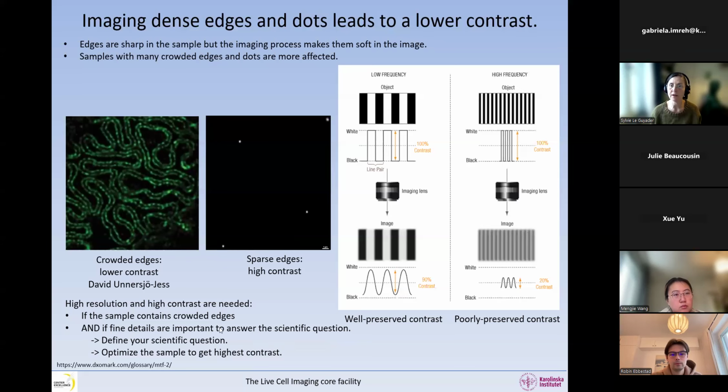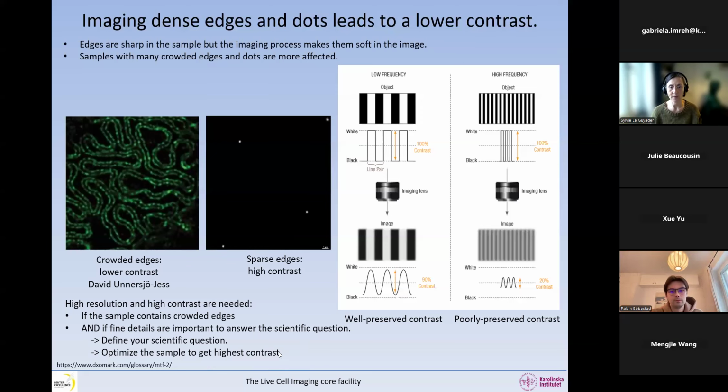But if your scientific question requires you to differentiate between one thing and something that is quite similar, but a bit different, so small differences, then you need to be careful with everything. So define your scientific question and optimize the sample to get high contrast. So again, in that case, if you have things that are crowded, dots and lines are crowded and you must analyze them, you need to have a high contrast, so you need to have a very good sample, as we spoke about before.